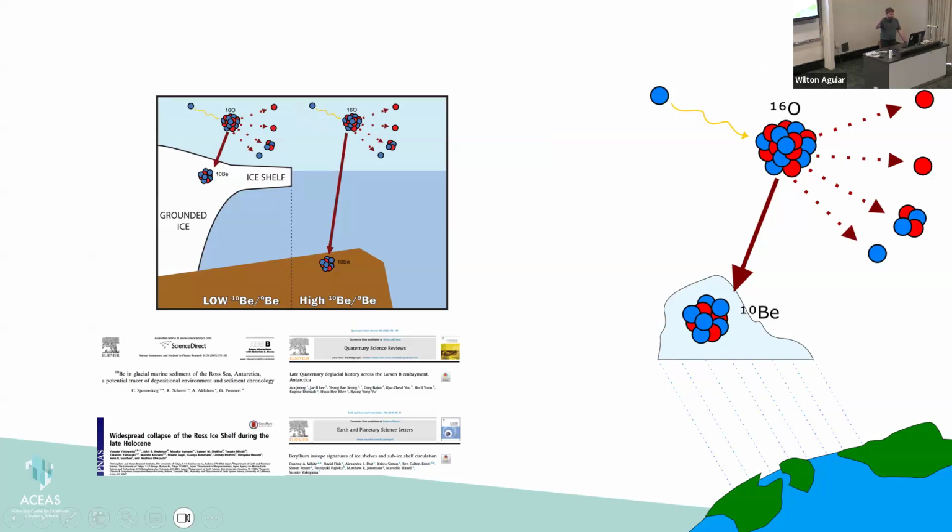So if it's produced in the atmosphere and it settles down towards the continent, areas that are covered, and this is a marine environment, so that's beneath an ice shelf in the setting of Antarctica, will prevent beryllium from accessing the sediments beneath it. Whereas areas that are uncovered, like an open ocean, should be relatively enriched in the beryllium-10/9 signatures.